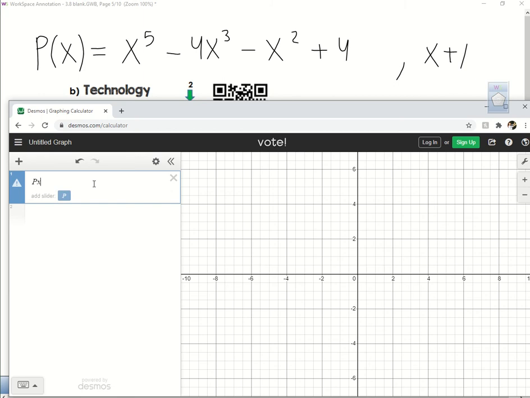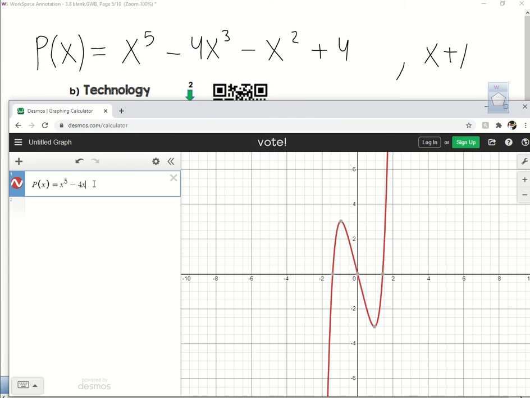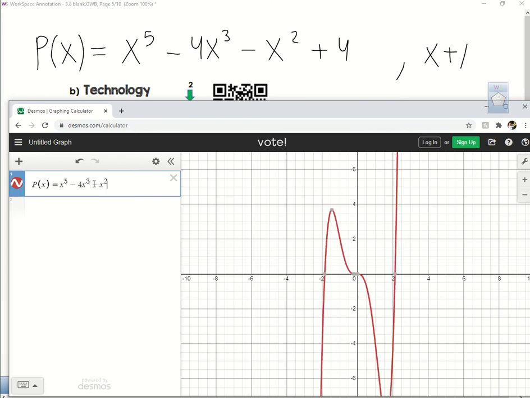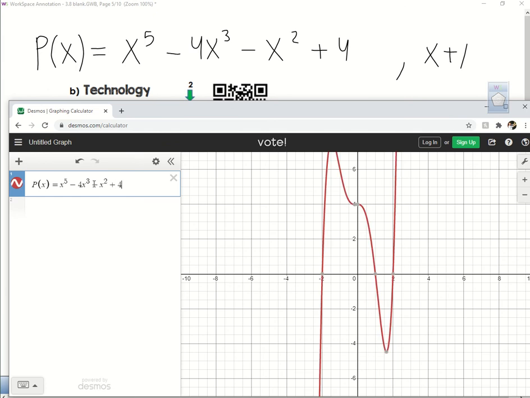So what you do here is you type in the function as is. So p of x equals x to the 5th minus 4x cubed minus x squared plus 4, like that, okay? And you're going to look at your function.